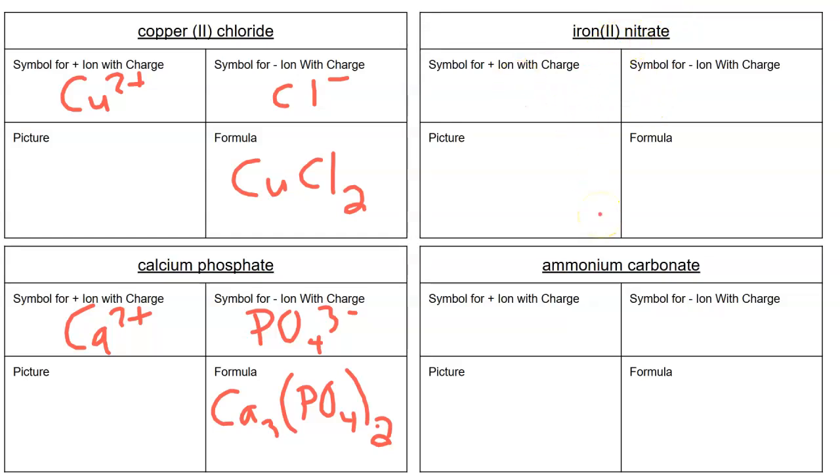How about iron 2 nitrate? Remember, that Roman numeral tells me the charge. Remember, nitrate is a polyatomic ion. I'm going to need 1 Fe2+ and 2 NO3 minuses.